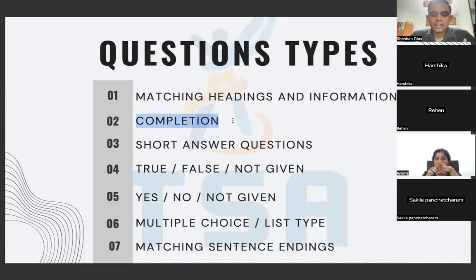Completion means you usually get a summary or different sentences where there are blanks. It's basically a fill in the blanks type question. Very easy. It's not very difficult. I'll teach you what you have to do.